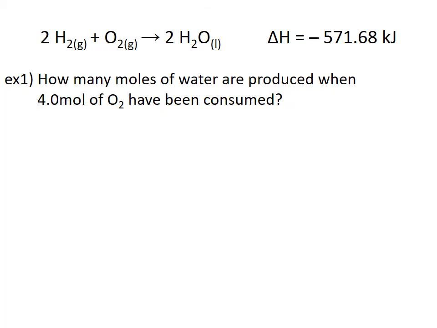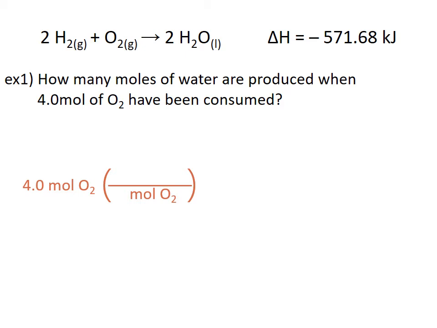All right, now take this down. Example 1. How many moles of water are produced when 4.0 moles of O2 have been consumed? We'll write down our given, 4.0 moles of O2. Big brackets. We know we want to get rid of moles of O2, so it will go on the bottom so it can factor out.